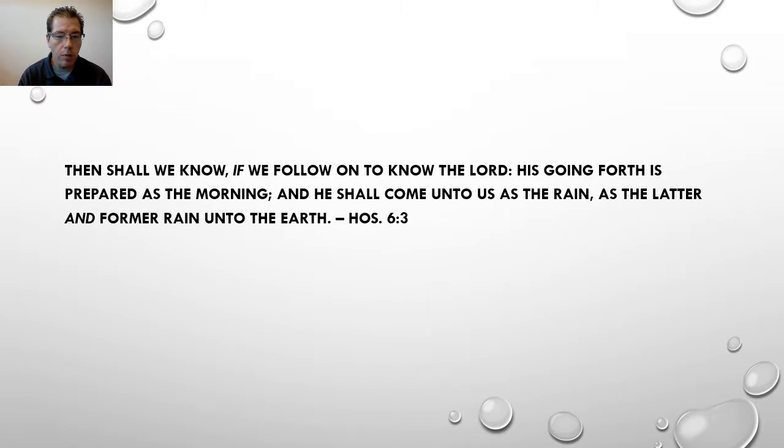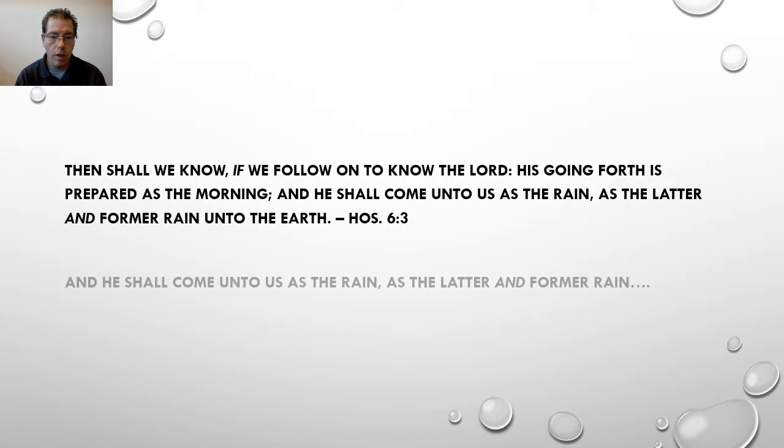So how does the Bible say God will come to us? How does it say he will speak to us? What pattern will it follow? Then shall we know, if we follow on to know the Lord. His going forth is prepared as the morning, and he shall come unto us as the rain, as the latter and former rain unto the earth. So it says he shall come unto us as the rain, as the latter and former rain. He shall come unto us as the rain.